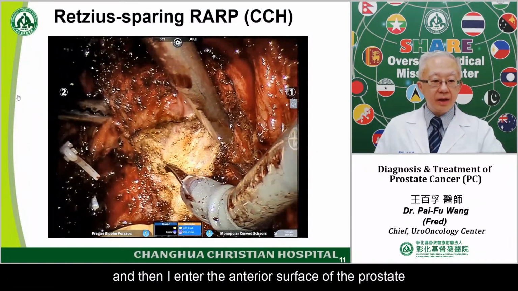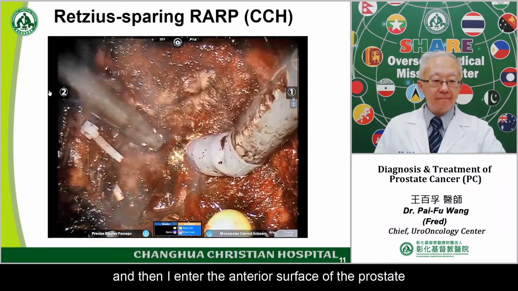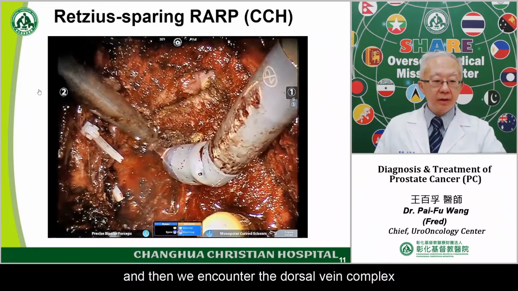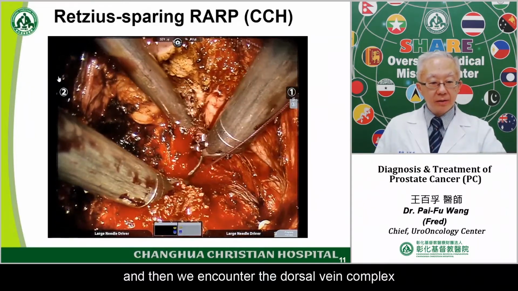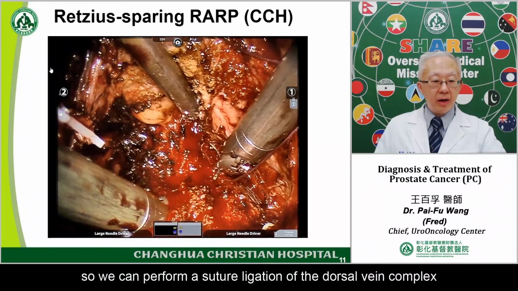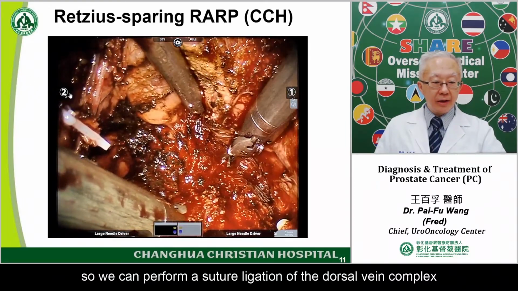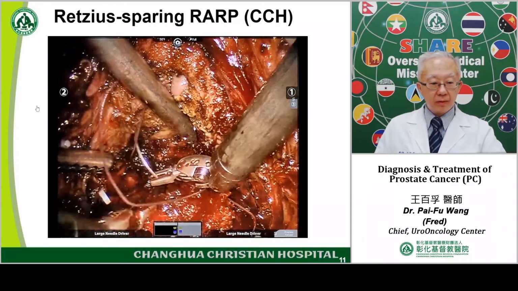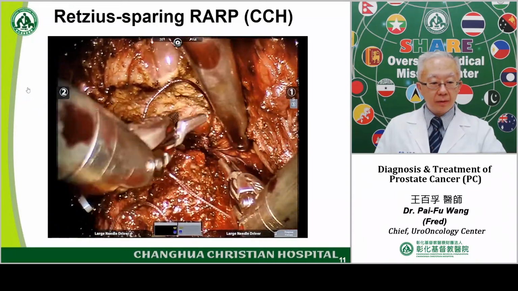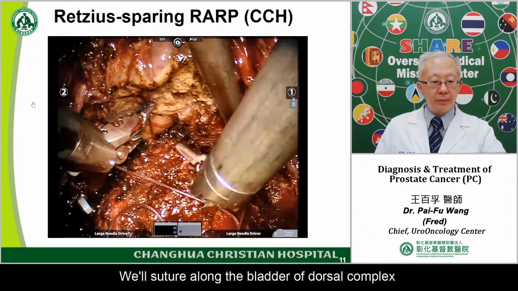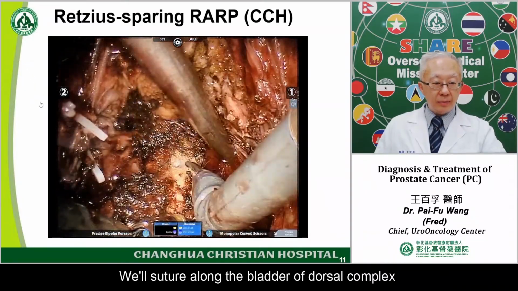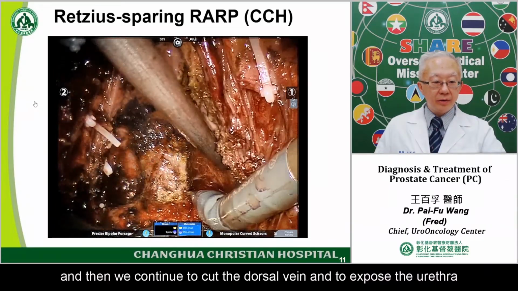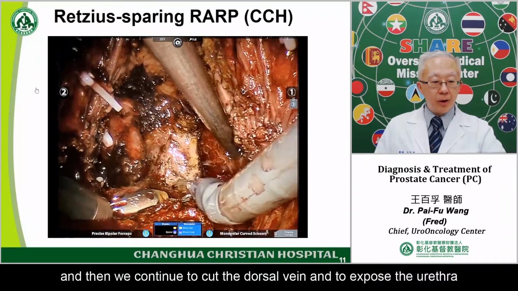And then I enter the anterior surface of the prostate, and then we encounter the dorsal vein complex. So we can perform a suture ligation of the dorsal vein complex to decrease the blood loss. We'll suture along the plane of dorsal complex, and then we continue to cut the dorsal vein and to expose the urethra.